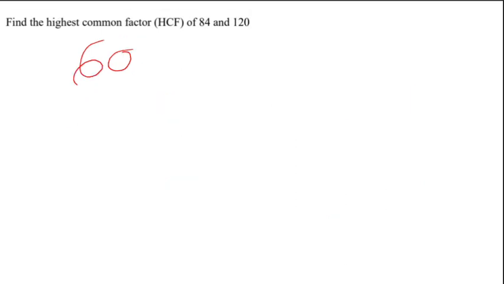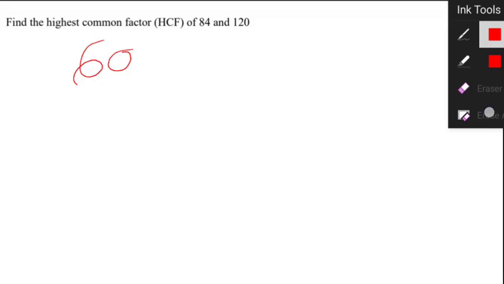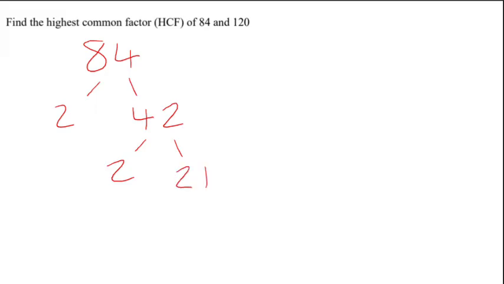Okay, so looking at the next question. Find the highest common factor of 84 and 120. So what we're going to do again is 84. I'm going to split that into 2 and 42. To split it again into 2 and 21. And then I've got 3 and 7.